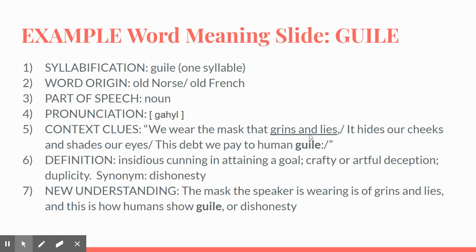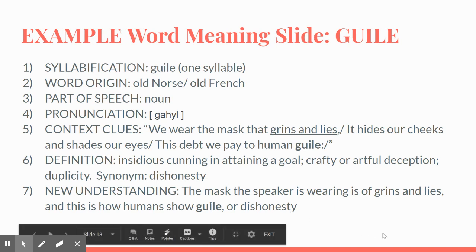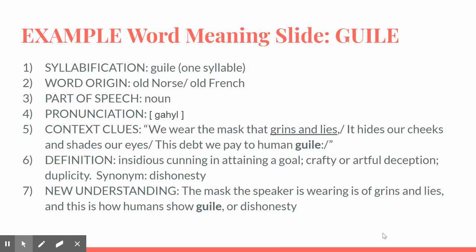So guile is my word, but now that I have looked up the definition, insidious cunning and attaining a goal, crafty or artful deception, duplicity, and the synonym dishonesty, I think this is a clue right here, grins and lies. So I underlined the clue in the context. So my new understanding of the word guile: the mask the speaker is wearing is of grins and lies, and this is how humans show guile or dishonesty. They grin and it's a lie.